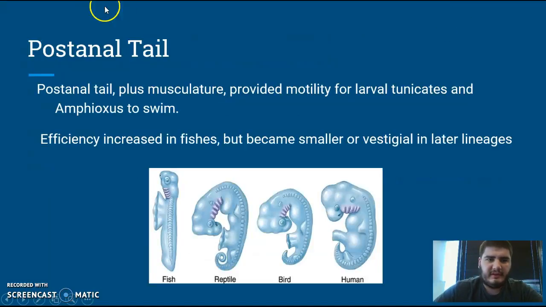Postanal tail, as we discussed earlier in the other picture. The postanal tail plus musculature provides mobility for larval tunicates and amphibians to swim. Efficiency is increased in fishes, but the tail becomes smaller and vestigial in later lineages.